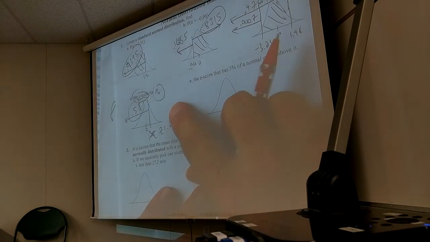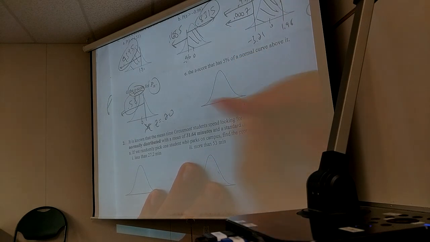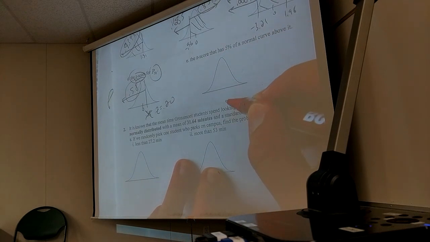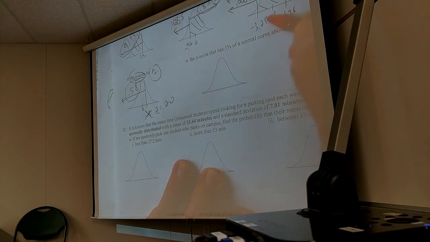We did this one. This one's very similar, where 5% is above the z-score. So where is the z-score going to be to have 5% above it? It can't be here. That's 50% above it. If it's down here, then it's got a huge percent above it. It's supposed to have only 5% above it. So it's got to be up here.